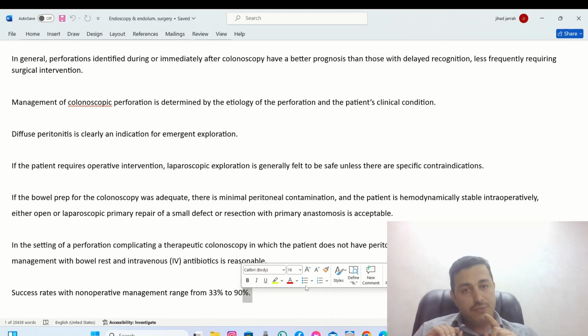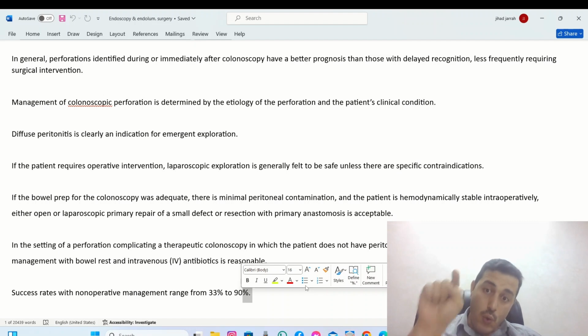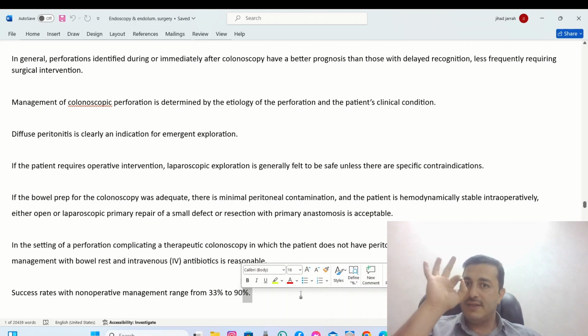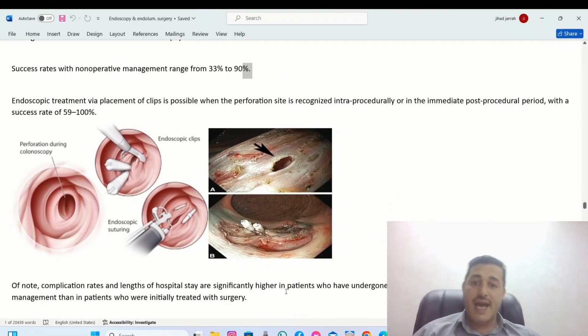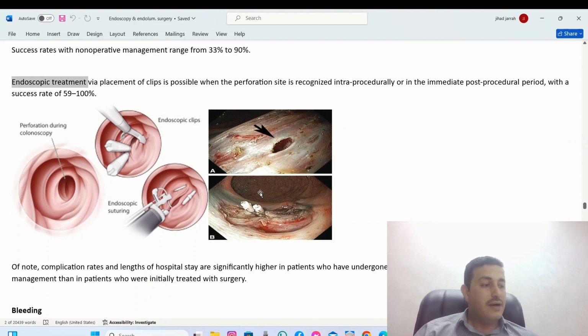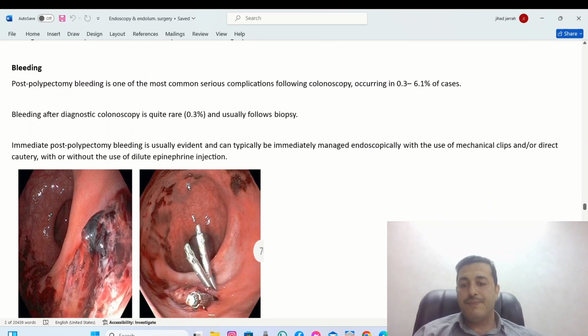Another modality of treatment: if we detect the perforation while performing the procedure, for example a defect or extracolonic fat is seen, we can proceed to endoscopic treatment in the form of, as you see in front of you, clipping. Here is a defect, and you can see the clipping, and even suturing endoscopically, as we will see in the endoluminal lecture. This is a defect, and here we have a clip button. Okay, this is regarding perforation.